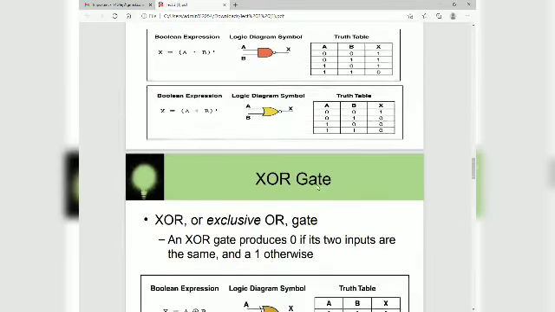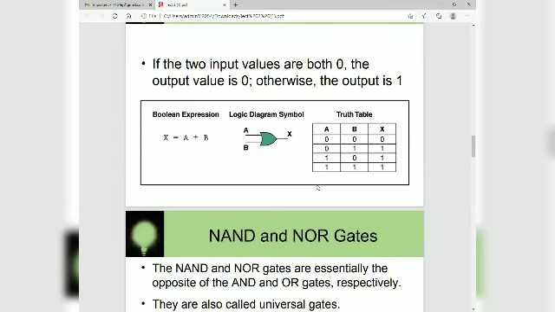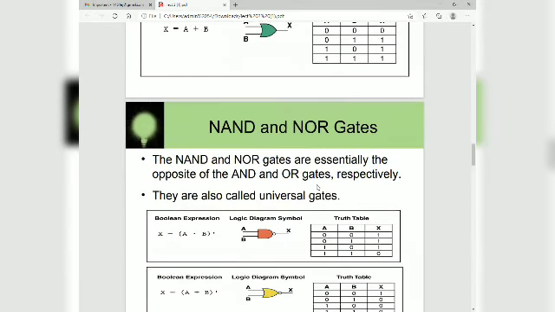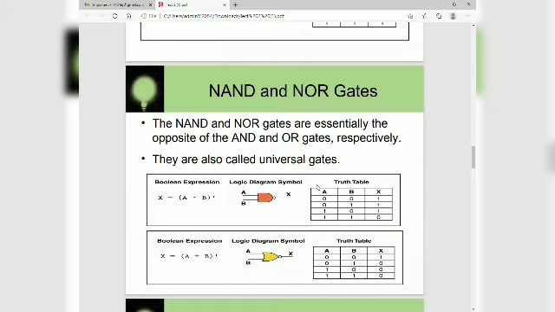Then we will proceed to the next, NAND and NOR gates. The NAND and NOR gates are essentially the opposite of the AND and OR gates, respectively. These are called the universal gates. NAND and NOR gates are called the universal gates.